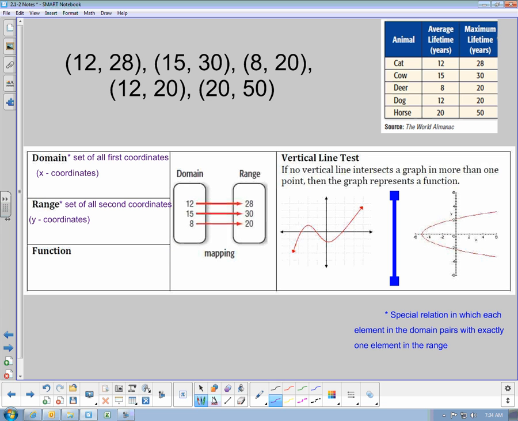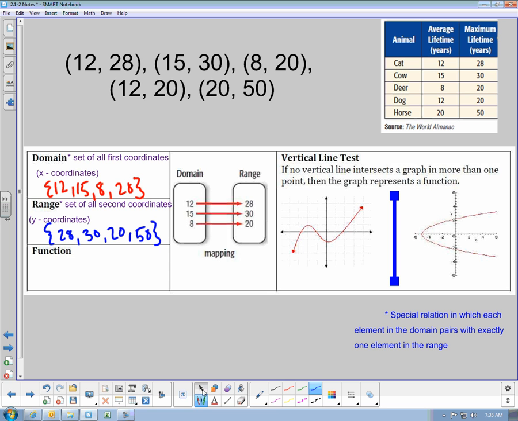So if I look at labeling the domain and range for our function up here, our domain would be 12, 15, 8, 12 I already have, I don't need to list it again, and 20. The range would be the y coordinates, which are 28, 30, 20, 20 I have already, and 50.